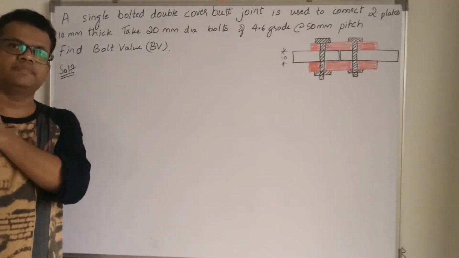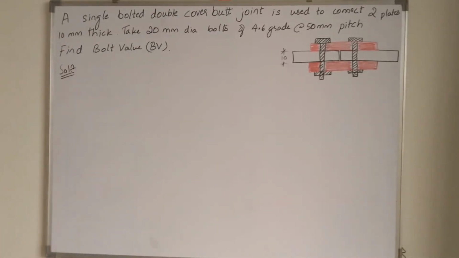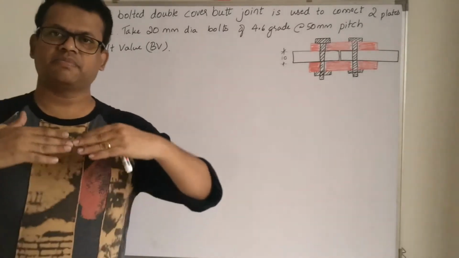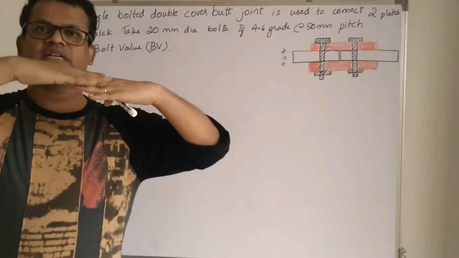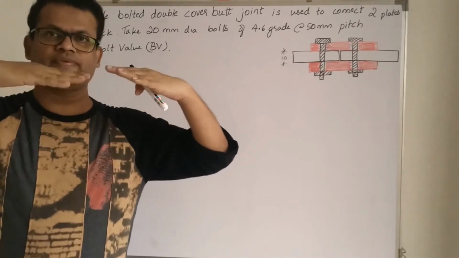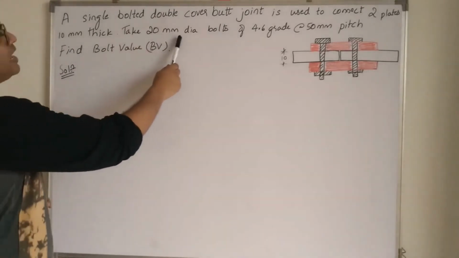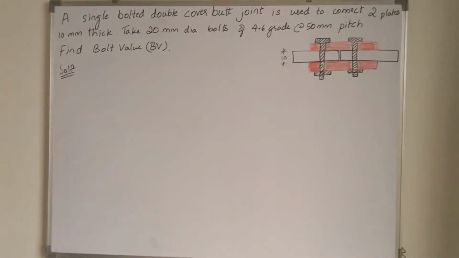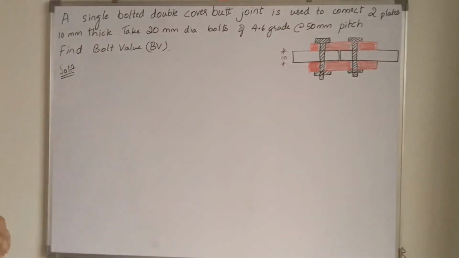Here is the problem given, I'll just read out the problem for you. A single bolted double cover butt joint is used to connect two plates. So it means that there are mainly two plates which are connected by means of a butt connection. Butt connection means placed in front of each other, something like this. Okay, lap means it is placed one above the other, butt means it is placed face to face. Then the thickness of the plate is 10 mm. Take 20 mm diameter bolts, means the bolt diameter is given as 20 and the grade is 4.6. They have also mentioned 50 mm pitch. So pitch is already given to us.